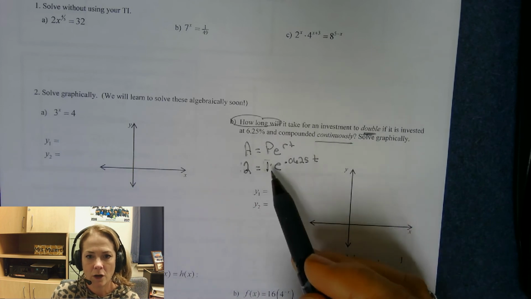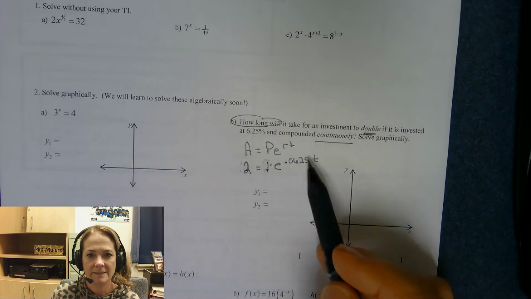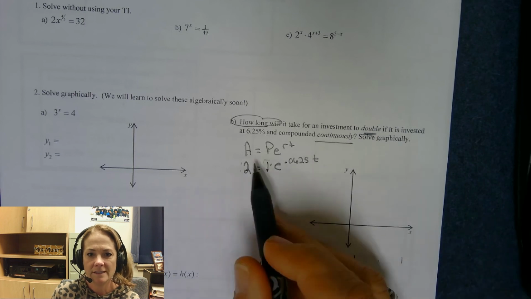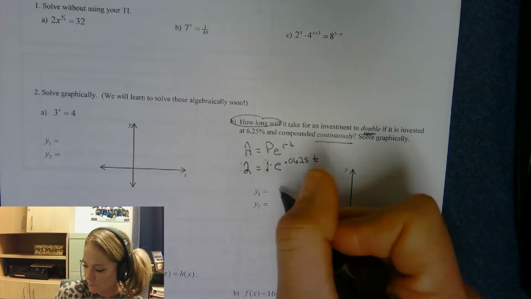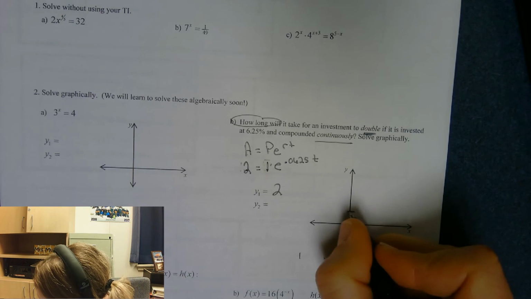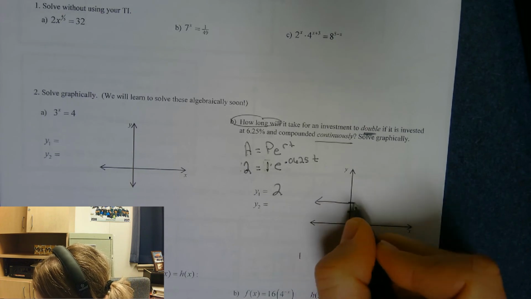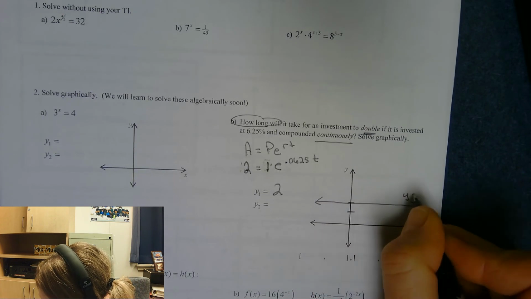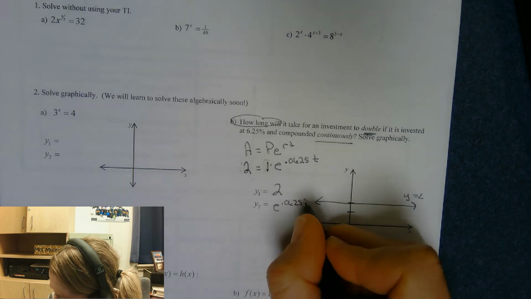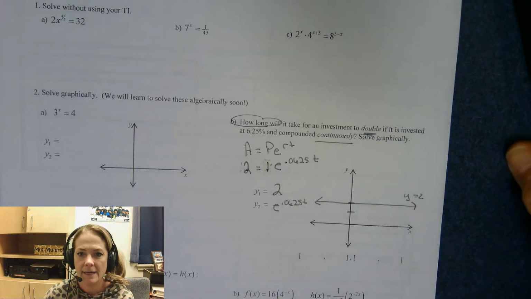It'll take $1 the same amount of time to double in this situation as it would $1 million to double in this situation. So we're going to solve this graphically. We're just going to set these equal to each other. So the first graph is going to be 2 because we want to see where this situation crosses 2. All right, so this is 2, and we just graph the line y equals 2. And then we graph e to the 0.0625t.